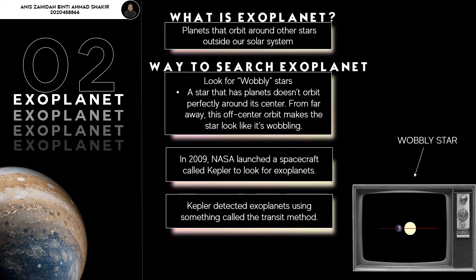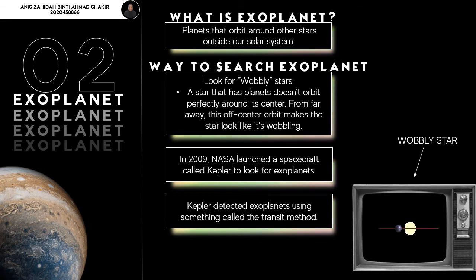So, in 2009, NASA launched a spacecraft called Kepler to look for exoplanets. Kepler looked for planets in a wide range of sizes and orbits, and these planets orbited around stars that varied in size and temperature. Kepler detected exoplanets using something called the transit method.